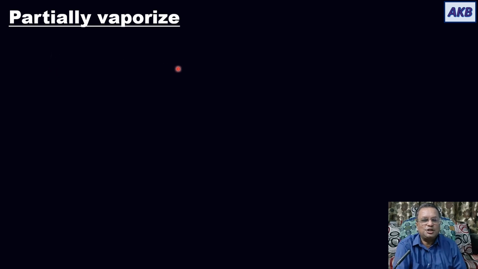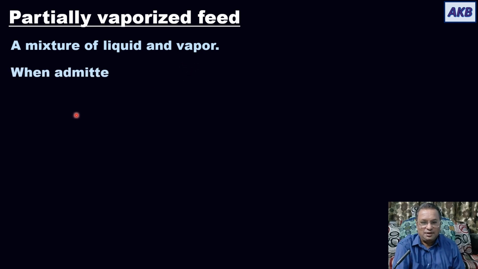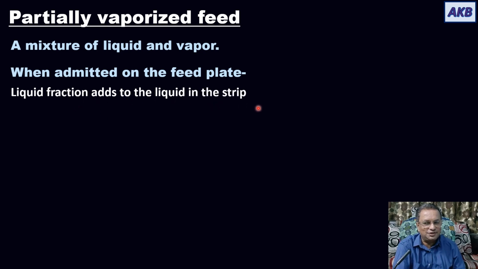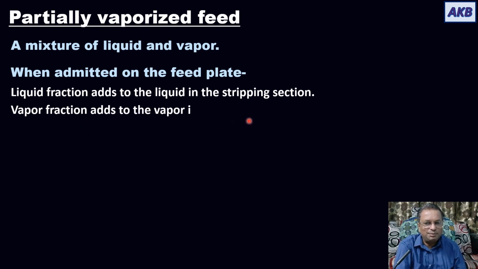The third type of feed is partially vaporized feed. That is, it is a mixture of vapor and liquid phases. So partially vaporized feed is nothing but a mixture of liquid and vapor. So when such a feed is admitted on the feed plate, what happens? A simple thing. The liquid portion gets added to the liquid in the stripping section and the vapor portion gets added to the vapor in the rectifying section. So the liquid fraction of the feed gets added to the liquid in the stripping section, whereas the vapor fraction gets added to the vapor in the rectifying section.